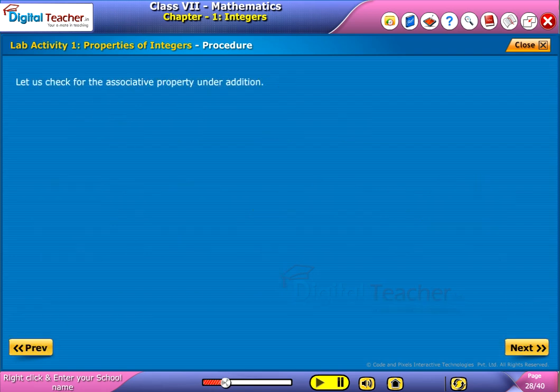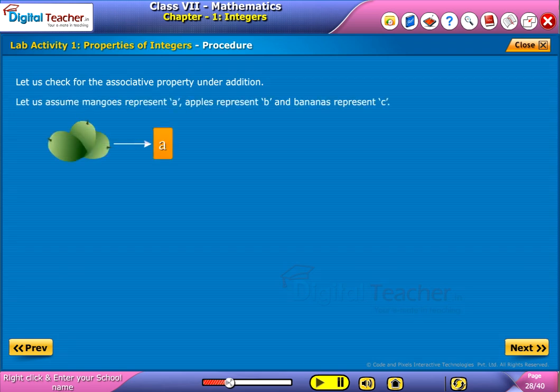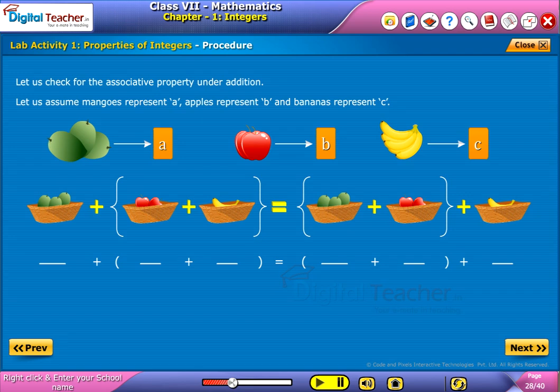Let us check for the associative property under addition. Let us assume mangoes represent A, apples represent B, and bananas represent C. The correct numerical values of the mangoes, apples and bananas are noted in the given fields.